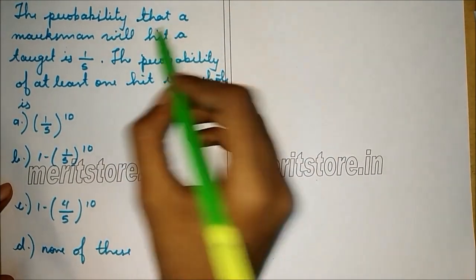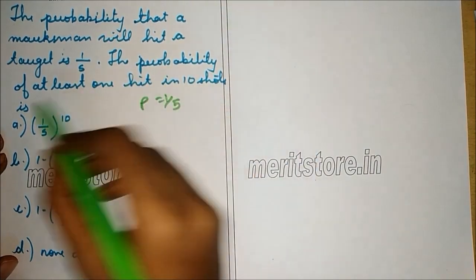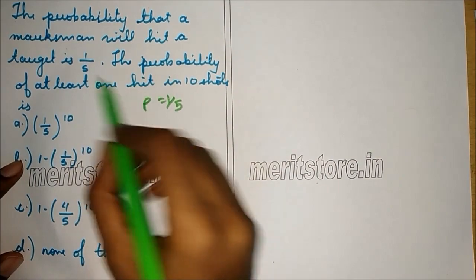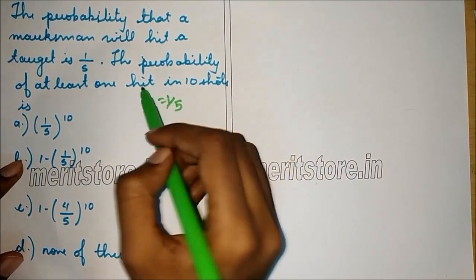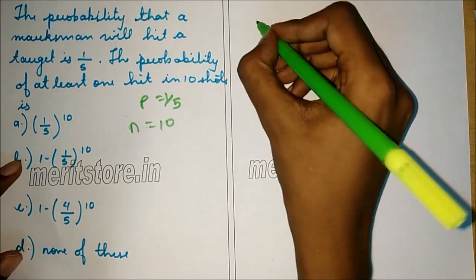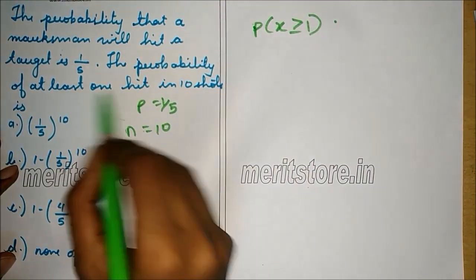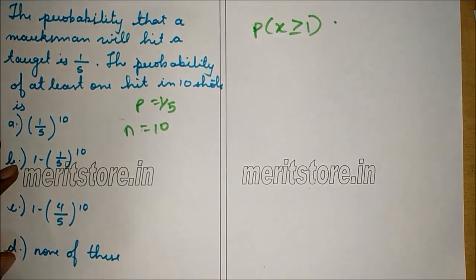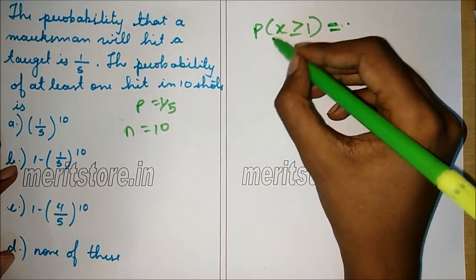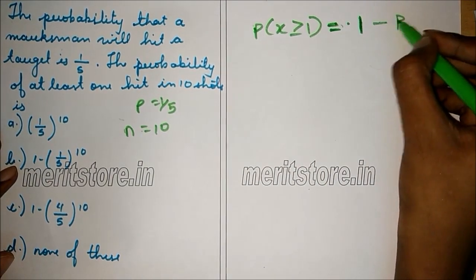The probability that a marksman will hit a target is 1 by 5. So p is 1 by 5. The probability that it will hit at least one time in 10 shots is, so n is 10. We have to find P of X greater than or equal to 1, since we are asked P of X at least 1. So we use the 1 minus none rule, that is P of X greater than or equal to 1 is total probability minus P of 0.